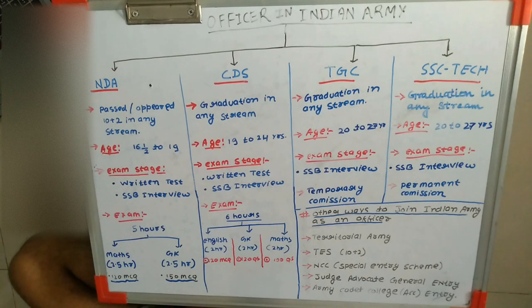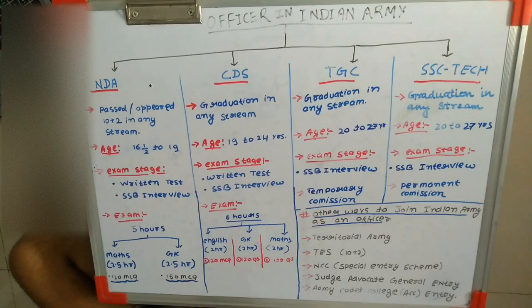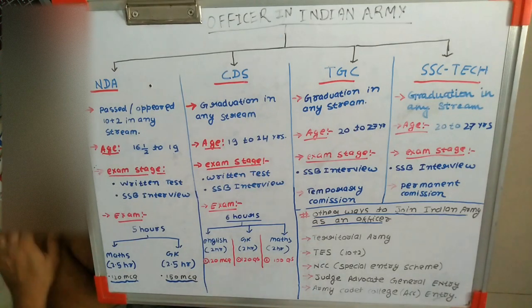So what are the different ways to go into the Indian Army? There are many ways, but mainly what I am going to discuss, which is quite generic, is entry through NDA, CDS, TGC and SSC Tech. One by one I will be discussing all these four entries, and their criteria, age limit, and the examinations that you need to face through this entry. So now let's begin with the very first topic, that is NDA.